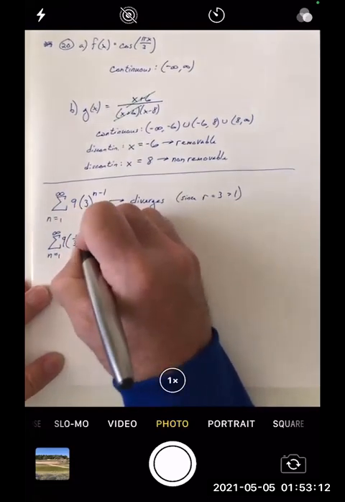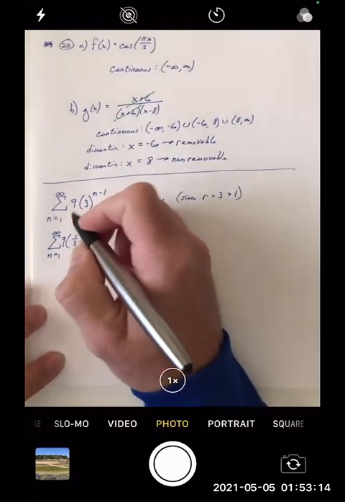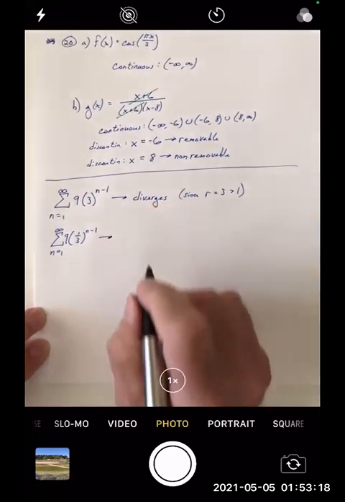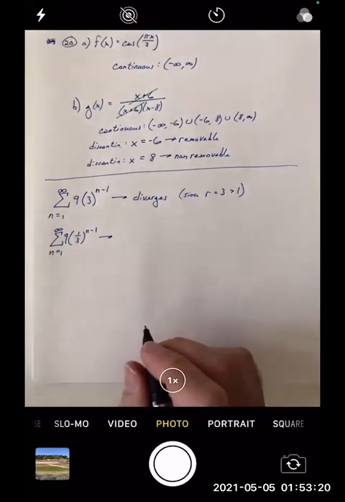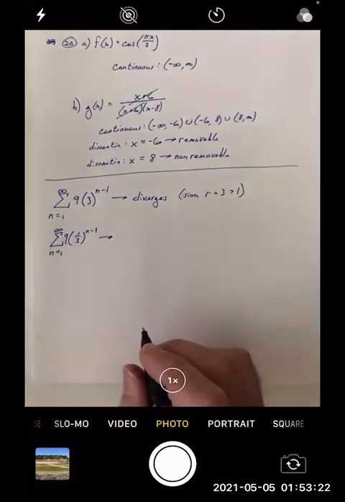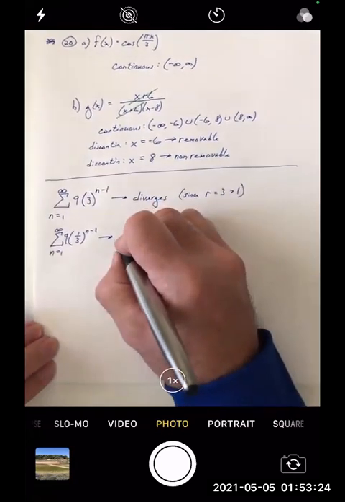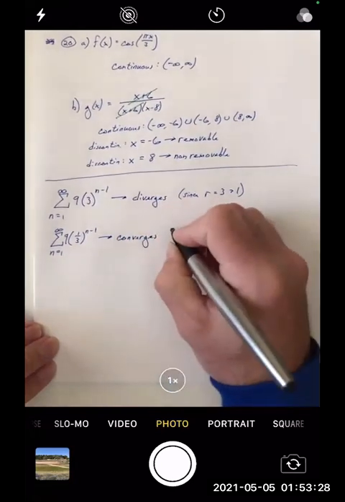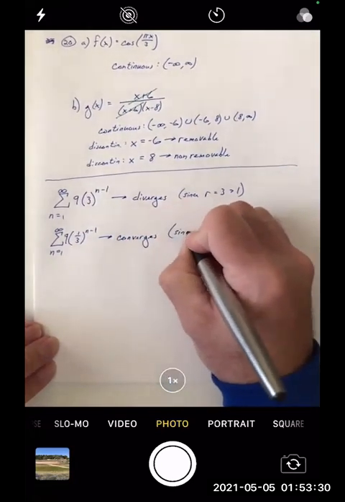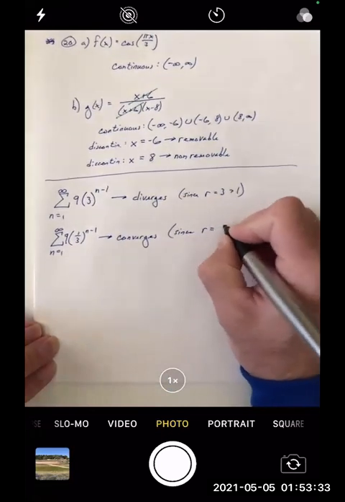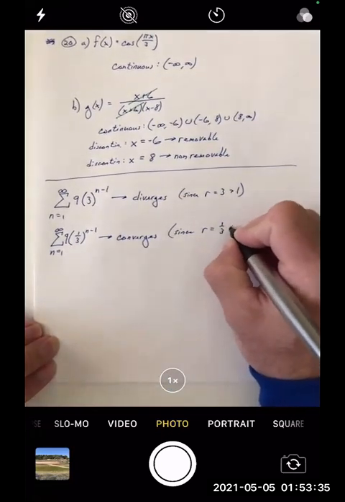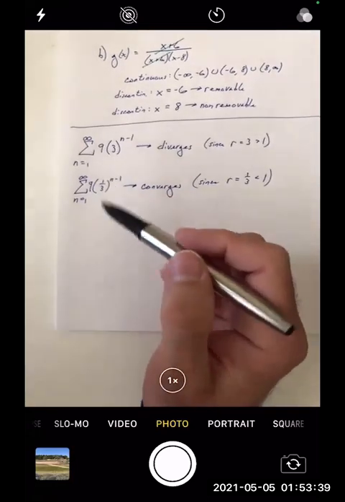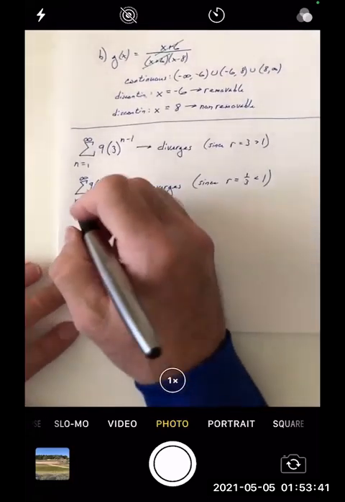What if it was this way? 9 times 1/3 to the n minus 1. Does that diverge or does it converge? Converge. Since now the R is 1/3, and it's less than 1. So most people are really good with that. They're fine and dandy.